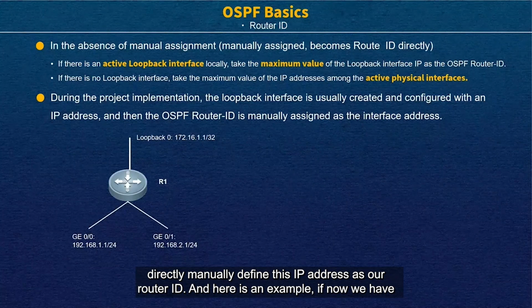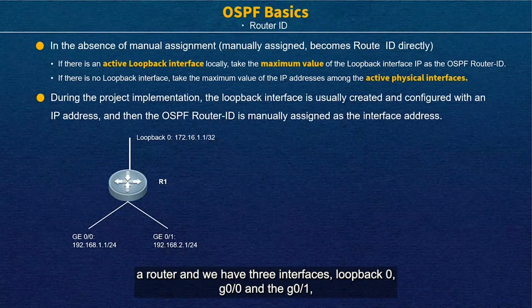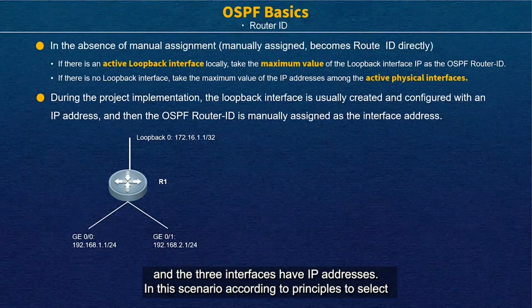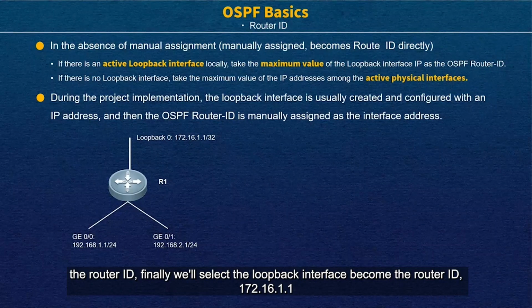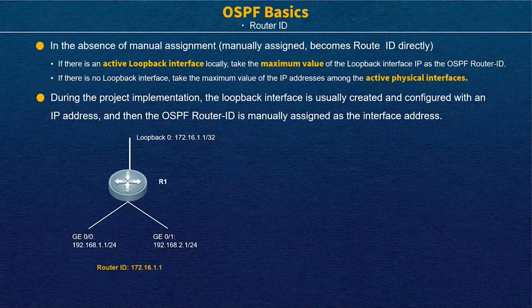If now we have a router and we have three interfaces, loopback 0, gigabit 0/0, and gigabit 0/1, and all three interfaces have IP addresses. In this scenario, according to the principles for selecting the router ID, finally we will select the loopback interface to become the router ID, 172.16.1.1.